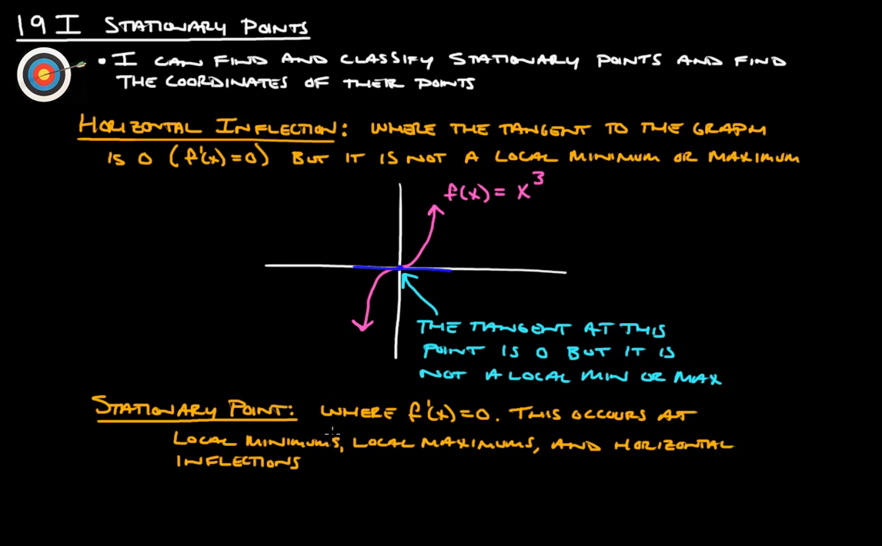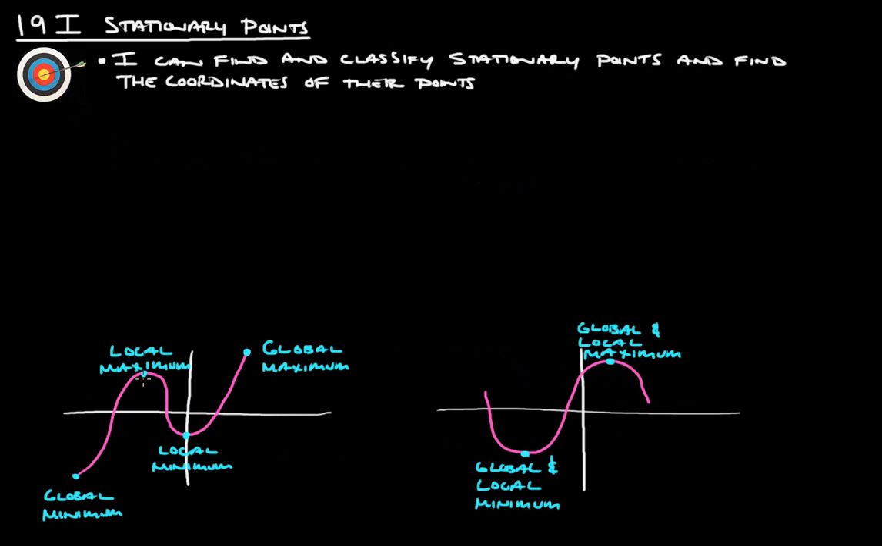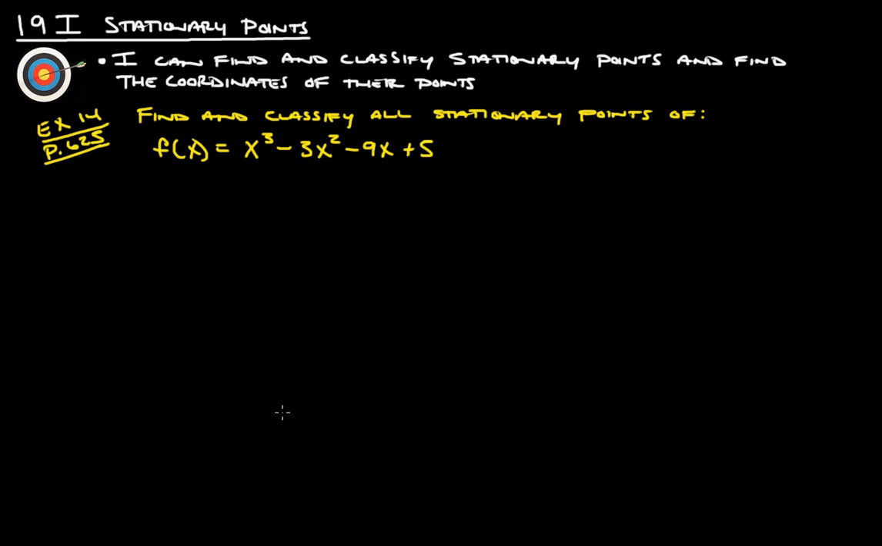A stationary point is where f prime of x equals 0. So this occurs at local minimums, like the last graphs we were looking at, local maximums, and horizontal inflections. Anytime that the tangent is 0, that would be that. Again, looking back at this, the tangent at this local maximum is 0. The tangent at the local minimum is 0 also. With that, we are going to find and classify all stationary points of this function.